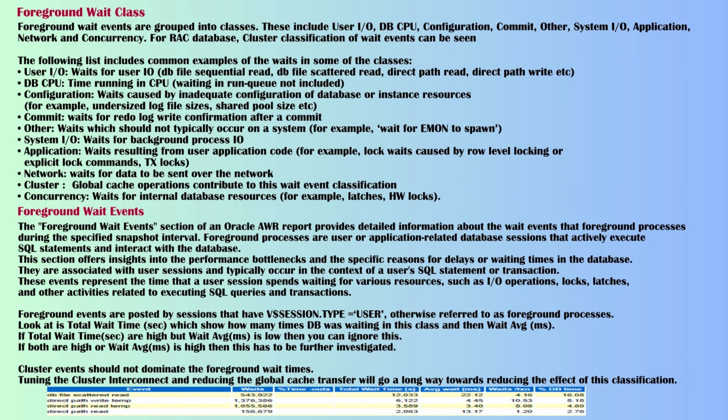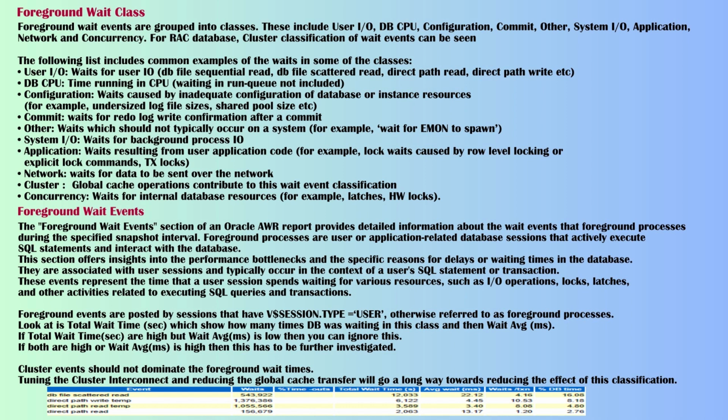Foreground Wait Class. Foreground Wait Events are grouped into classes. These include User I/O, DB CPU, Configuration, Commit, Other, System I/O, Application, Network and Concurrency. For RAC database, cluster classification of wait events can be seen. The following list includes common examples of the waits in some of the classes.